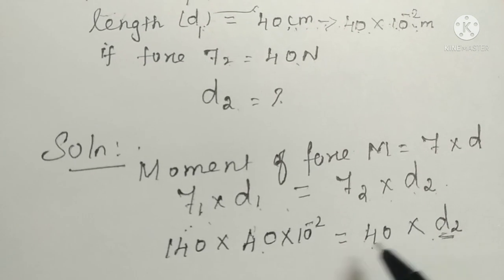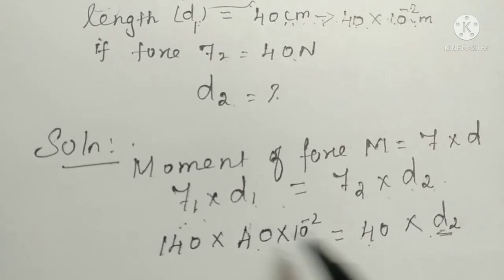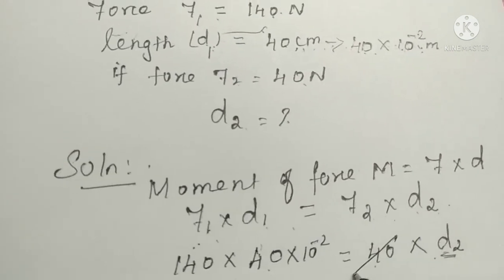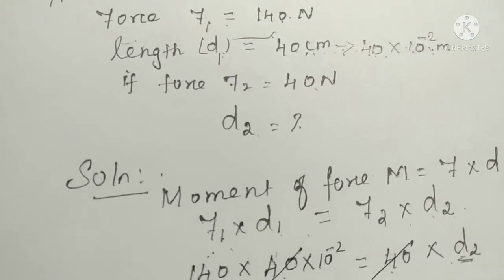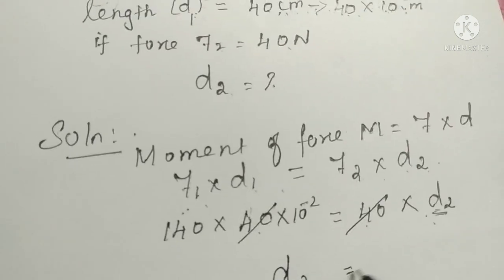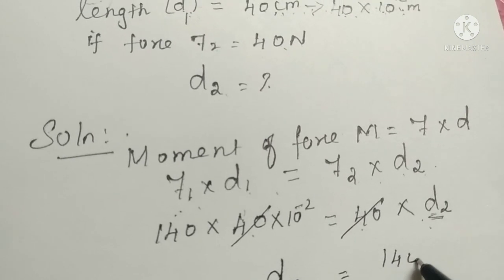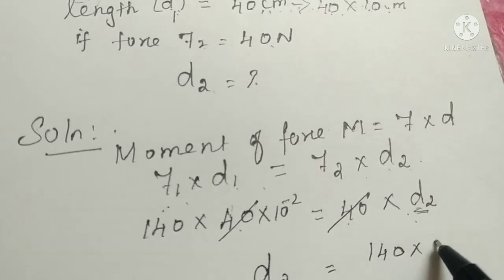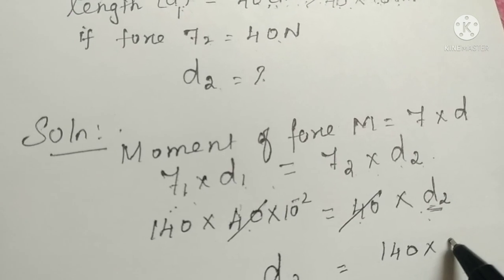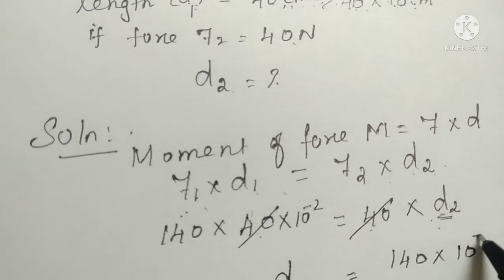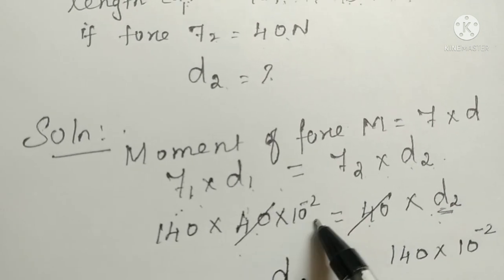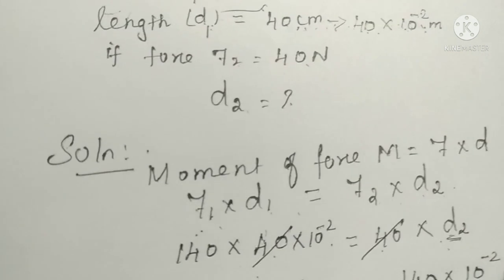Otherwise D2 is equal to 140 into 40 divided by 40. Here itself we can cancel, this 40 and this 40 will get cancelled. So D2 is equal to 140 into 10 to the power minus 2. D2 is equal to 140 into 10 to the power minus 2 meters.